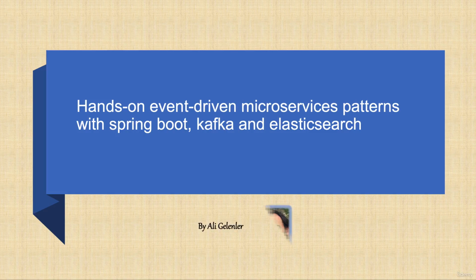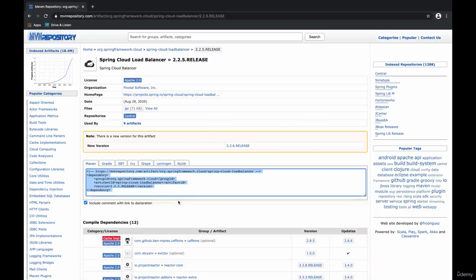Hi everyone. In this lecture, I will add a client-side load balancer, and I will manually set the service to use in the load balancing. In the coming sections, we will replace this with discovery service and API gateway instead of manually adding the services to the load balancer. Now I need a new dependency first, Spring Cloud Load Balancer.